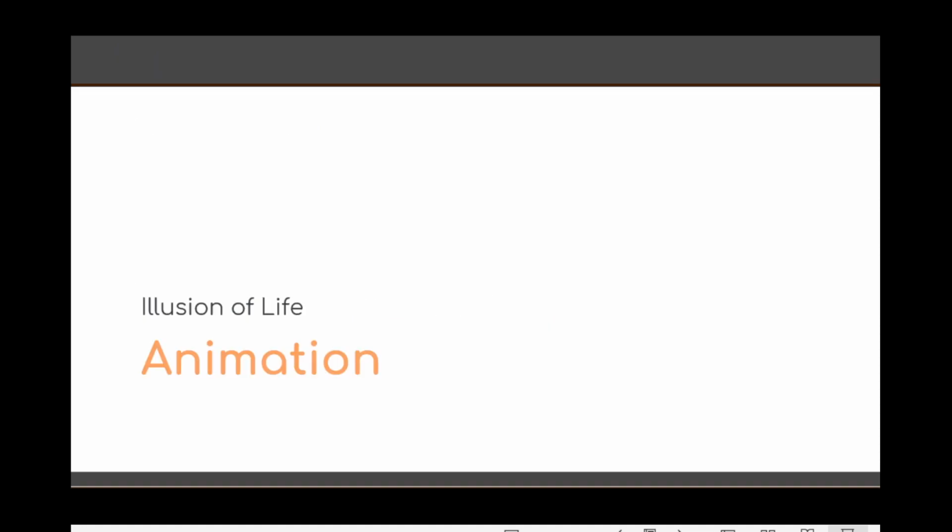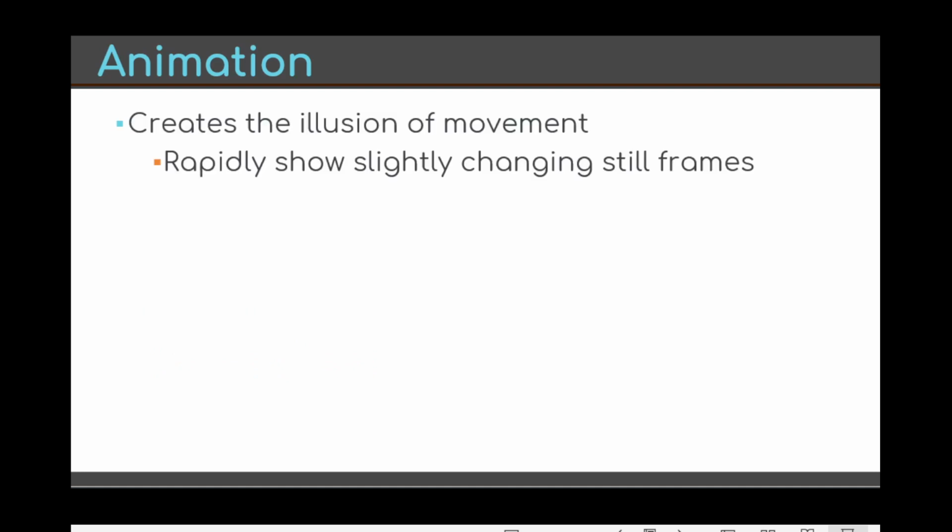All right, let's look at a little bit of animation. Animation creates the illusion of movement. It rapidly shows slight changes in still frames. Right? So this is like making a flip book or quickly scrolling through cells on film. It relies on the persistence of vision.